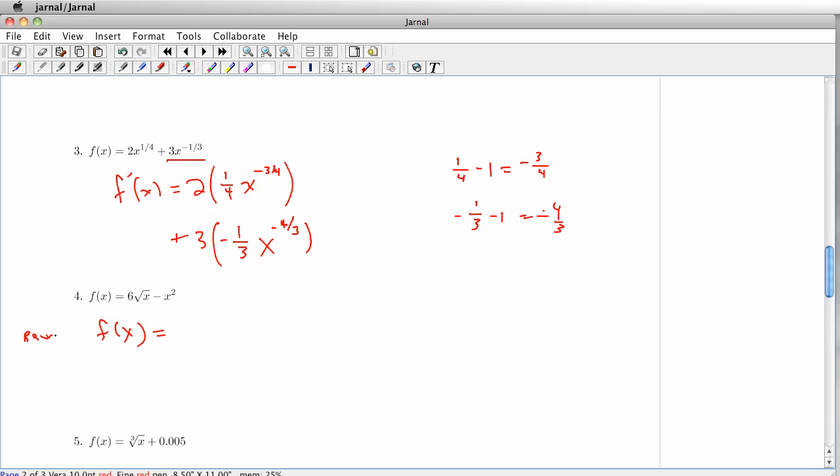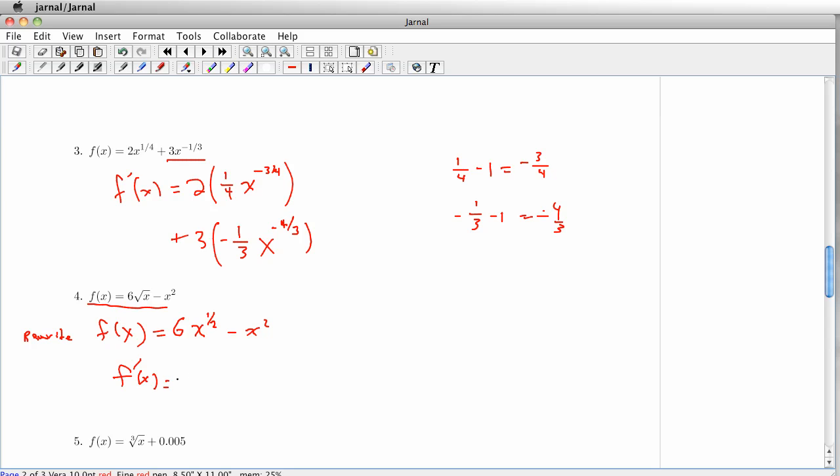So I'm not finding the derivative yet. I'm just simply going to rewrite what f of x is so that it does look like a number times the power of x. So what I need to know here is that the square root of x is really the same thing as x to the 1/2 power. If I know that, then this means exactly the same thing as the original problem. And once it looks like this, then my rules apply just like they did before.